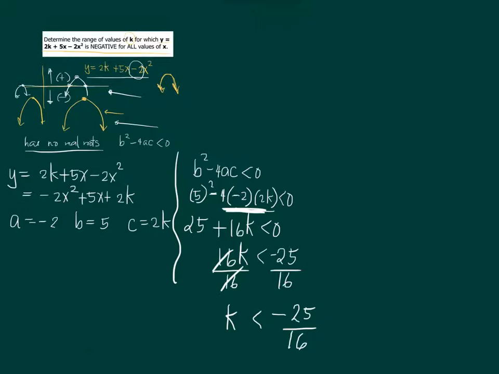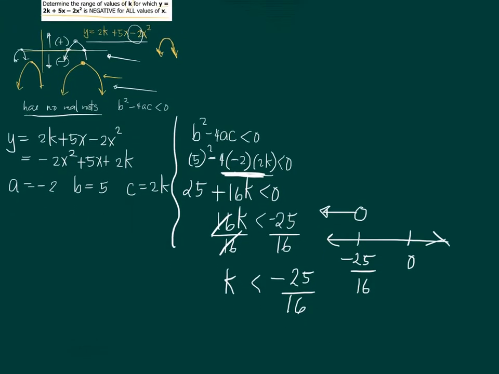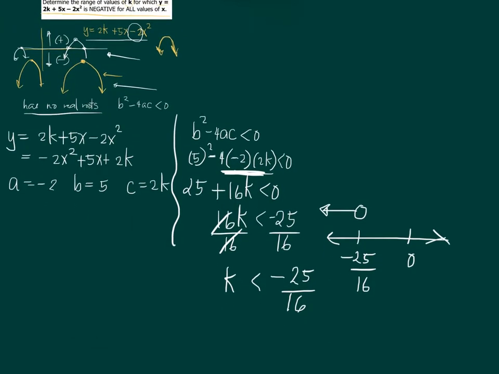If we place this on a number line, 0 is somewhere here, and negative 25 over 16 is on the left of 0. So we can only accept numbers that are on the left of negative 25 over 16, so any number less than negative 25 over 16. Just to get a better estimate, we change this into a mixed number. So k is less than negative 1 and 9 over 16. It's around negative 1.5.